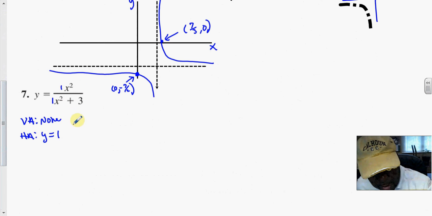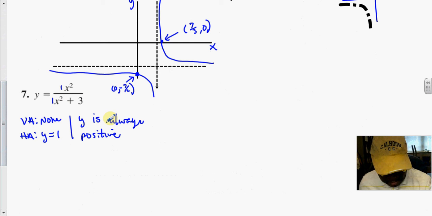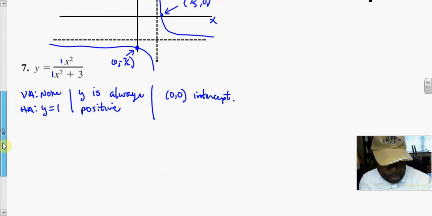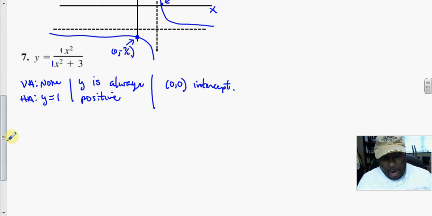This function is always positive. You get x squared divided by x squared plus 3. So y is always positive. What does that mean? Translation, the graph is above the x-axis. We do have an intercept at 0, 0. It's the only intercept that we have. And if you recall, this is the graph that is so famously called the Witch of Agnesi.